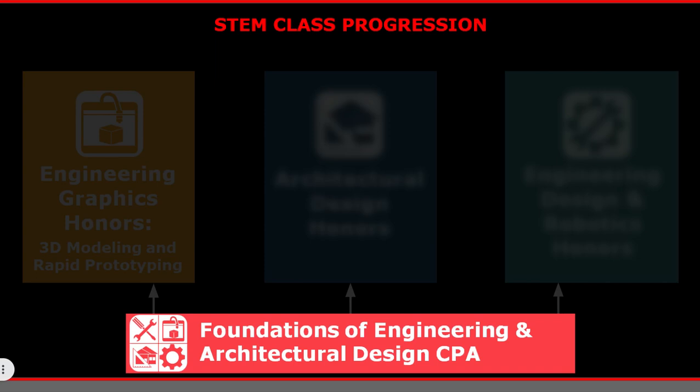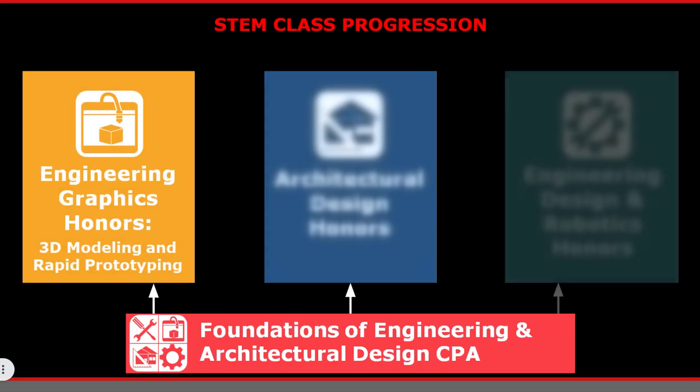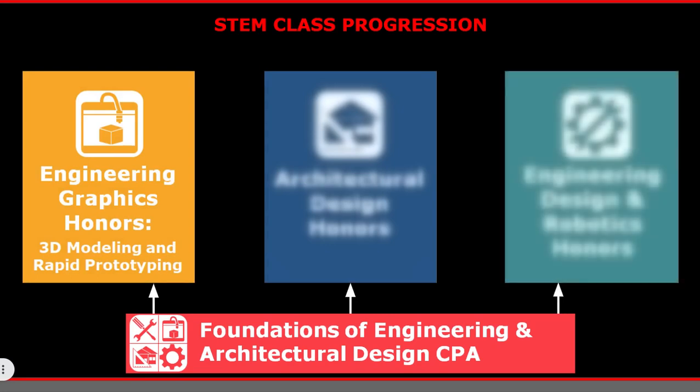Once you pass Foundations of Engineering and Architectural Design, and you get a recommendation from myself, you can then go on to any one of the other three classes. There's Engineering Graphics Honors, which is what we do in the third marking period, where we're designing projects, 3D printing them, designing prototypes for designs, printing those, and testing those.